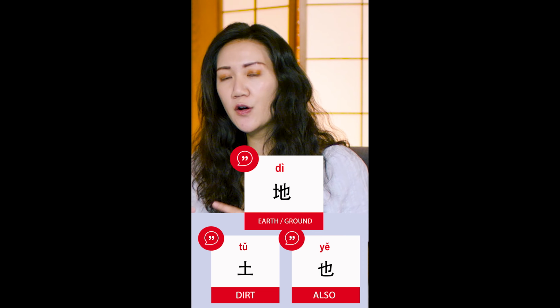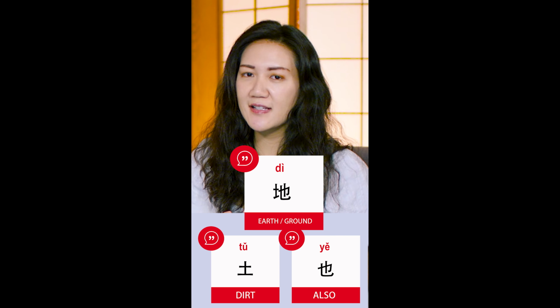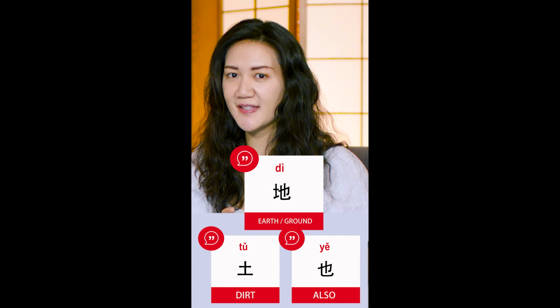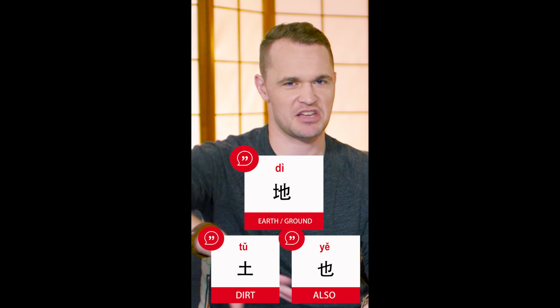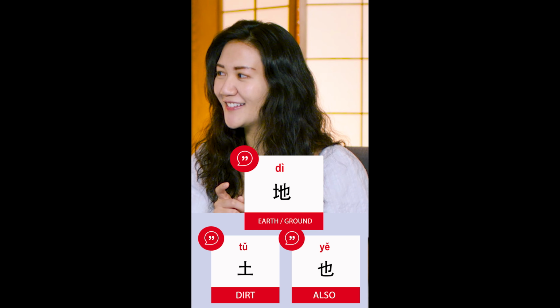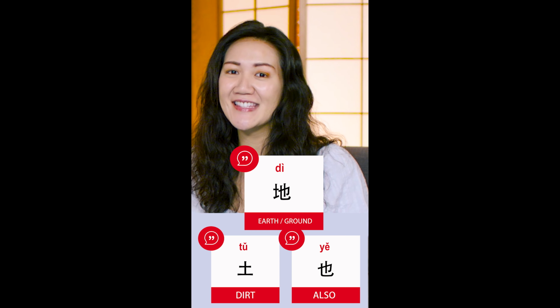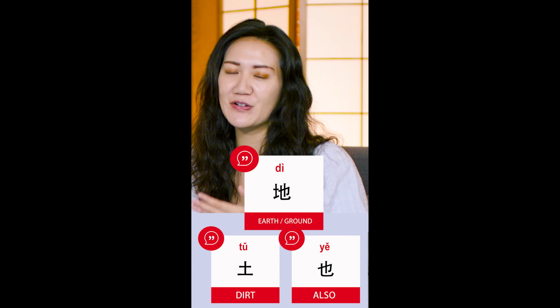Now, in the original Chinese, it was a picture and it represents a snake. Okay, so it's a snake and soil, snake on the ground. Yeah, I guess that's an easy way to remember it. A snake on the ground, 地, ground or earth.